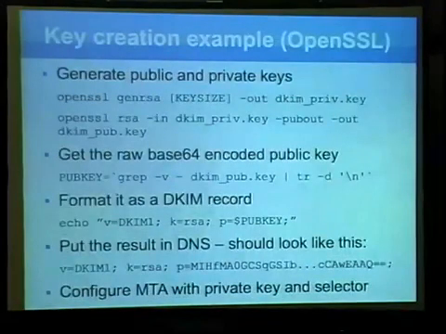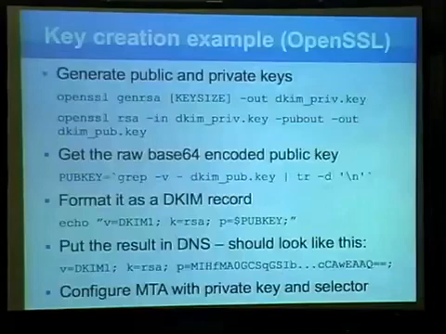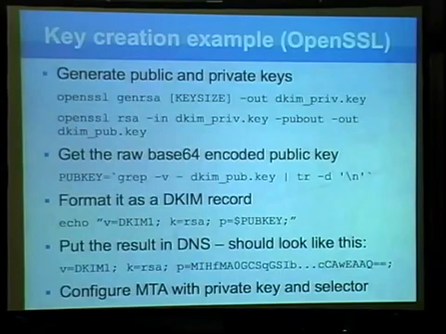Here's one way to create a key pair. This is using OpenSSL, which is my preferred tool for doing such things. There are other tools. I haven't looked into that in too much detail, what's out there, what the defaults for them are, but it's that. There's an example DNS record up there. That one has the version, the key type, and the public key data. And once you've done that, you're configuring your mail server with that information.